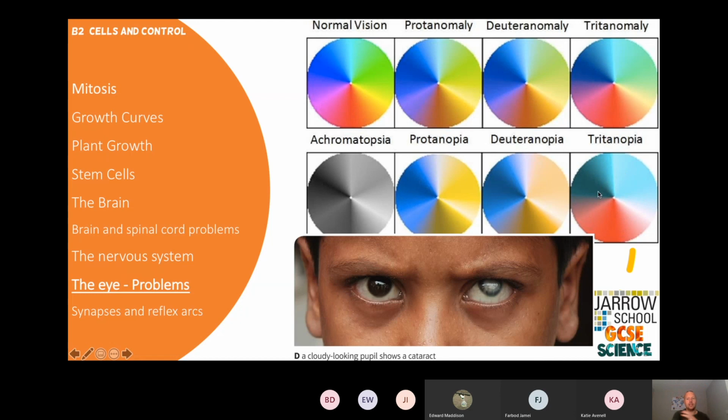So these people that have damage in the green receptors can kind of still see blue, red and purple, but they can't see yellow. They can't see turquoisey colors. Anything with green in, they can't see green itself. So color blindness is caused by one of the types of cells in your eye being damaged.